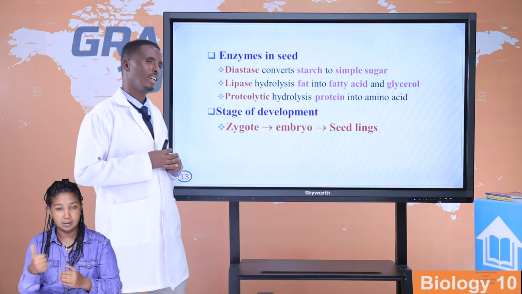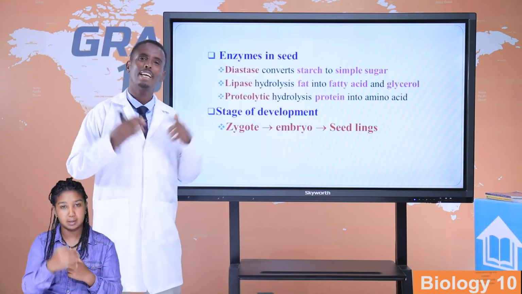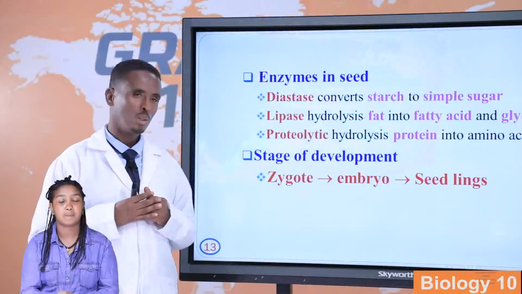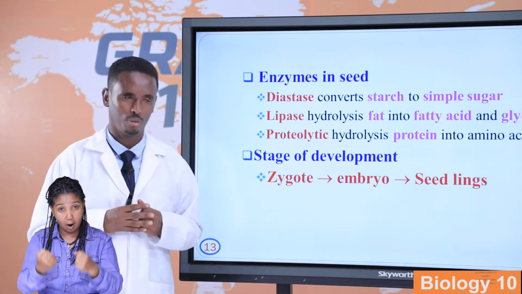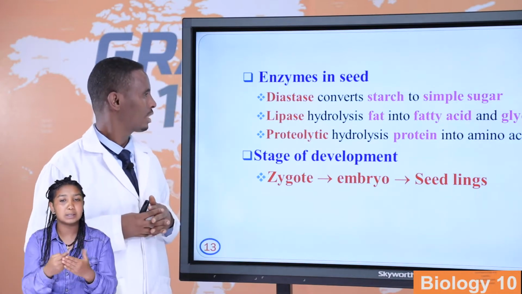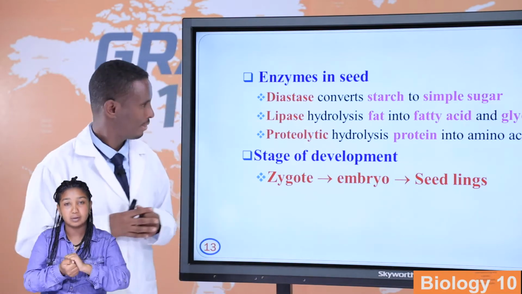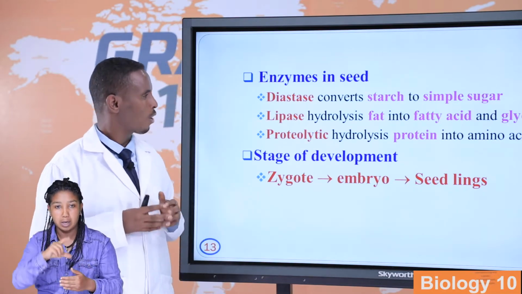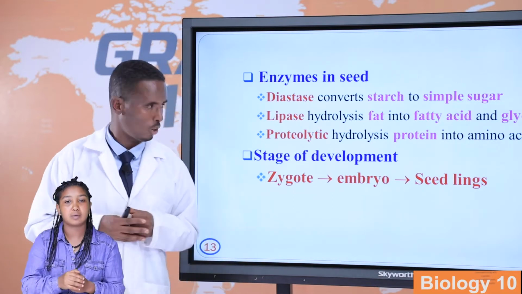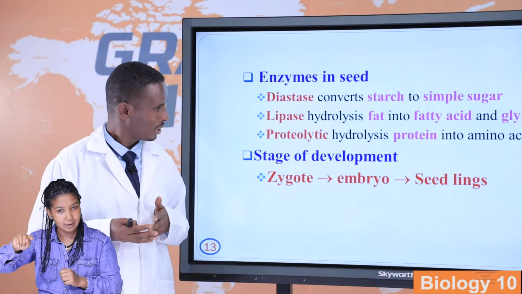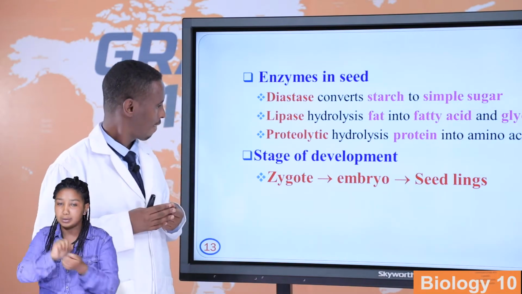The other, as we have already said, is that there are enzymes inside the seed to break down stored food. What are these enzymes? The first one is diastase, which converts starch into simple sugar. Lipase hydrolyzes fat into fatty acid and glycerol. Proteolytic enzymes hydrolyze protein into amino acids.